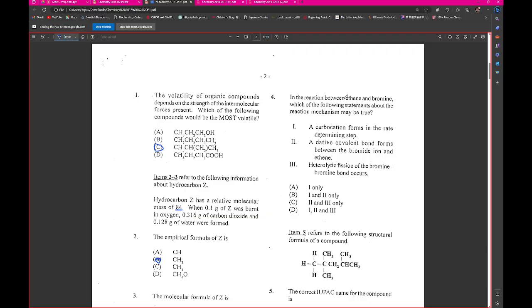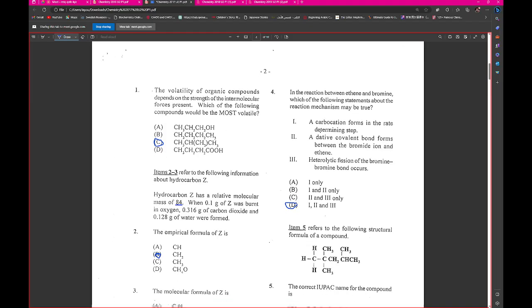Number 4. In the reaction between ethene and bromine, which of the following statements about the reaction mechanism may be true? D, all of the above. A carbocation forms in the rate determining step. That is true. Dative covalent bonds form between bromide ion and ethene. That is true as well. And it has to be heterolytic fission as well. So D would be the best answer here. Alright, so let's move on.